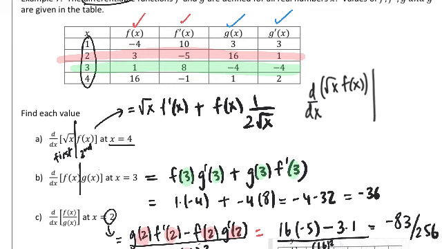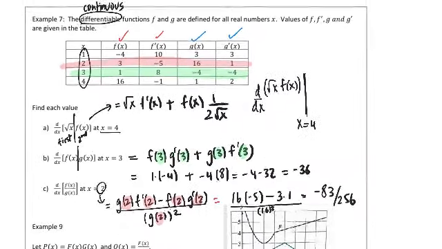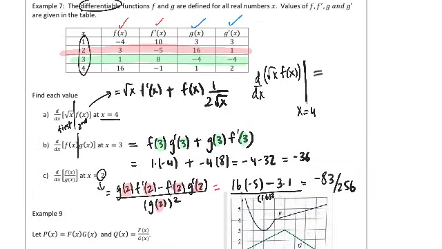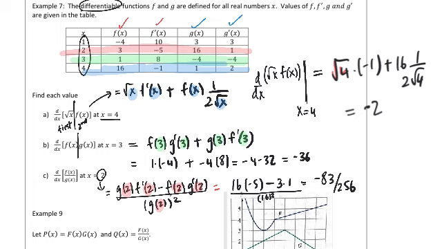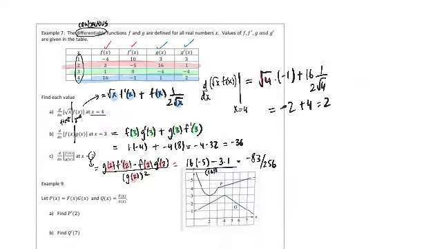And by the way, a notation for that is this long line and x is equal to 4. That means the derivative at x is equal to 4. And now I'm going to put 4 in for each of these x's. I'm going to put 4 in, and I'll be in this row then to get my numbers. And so I'm going to go rad 4 times f prime of 4, which is -1, plus f of 4, which is 16, times 1 over 2 rad 4. So I'm going to get -2 plus 4, which is +2, right? So my answer to that problem is +2.